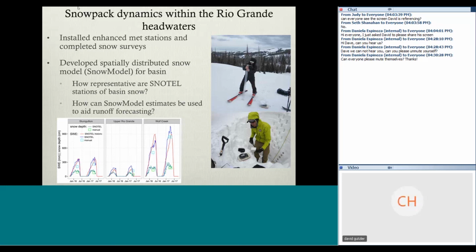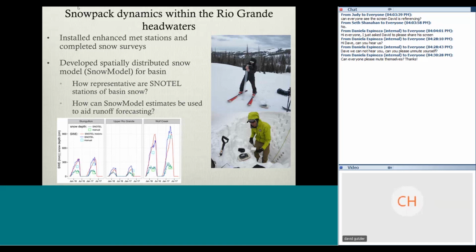So we've developed a spatially distributed snow model for the Upper Rio Grande Basin. And the ultimate goal is, can this distributed model give us a better idea of spatially distributed snow estimates for the basin? And more specifically, we have a few more targeted questions, such as, how representative are the SNOTEL stations of basin-wide snow accumulation and snow water resources? And this has been a big question for a long time. It's, how should we be relying on these point measurements to represent snow across the entire basin area?